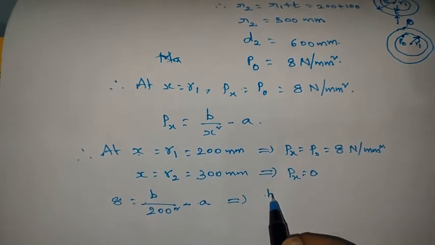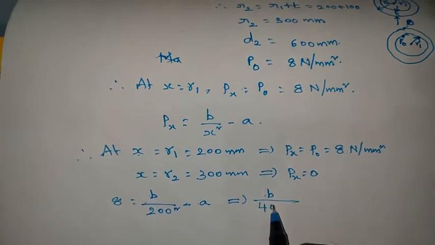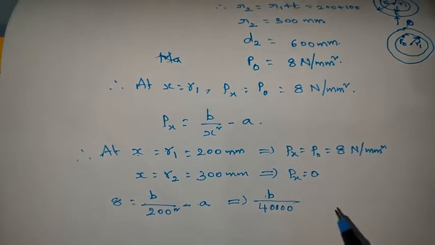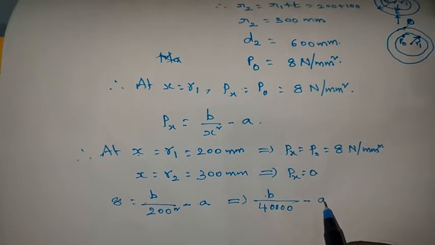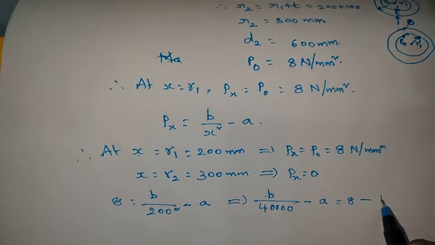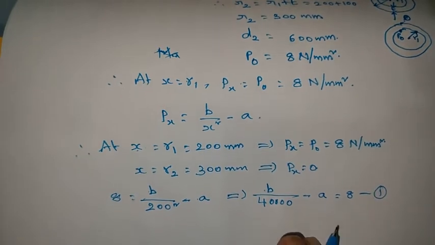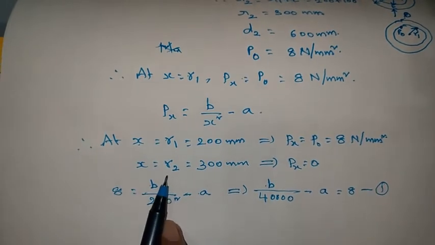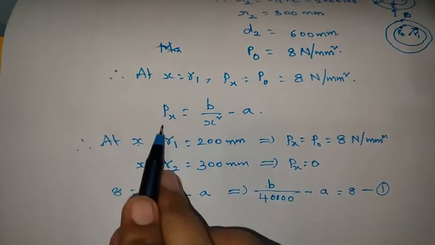b by (400 squared?) 40000 minus a is equal to 8. This is equation number 1. Now apply the second boundary condition. What do we get? Px equals 0.